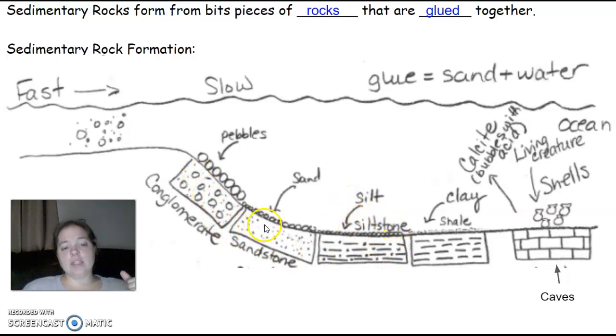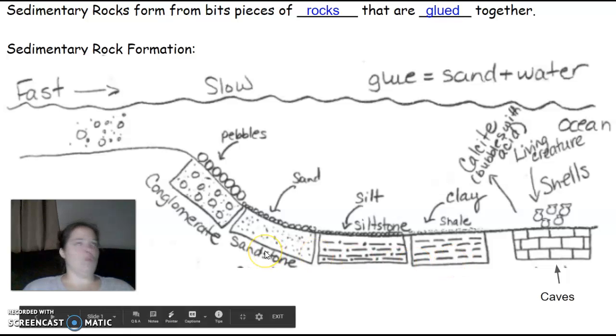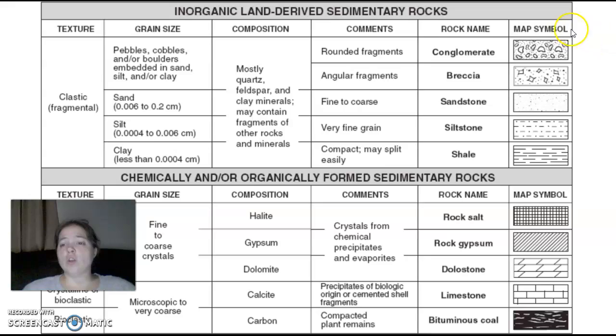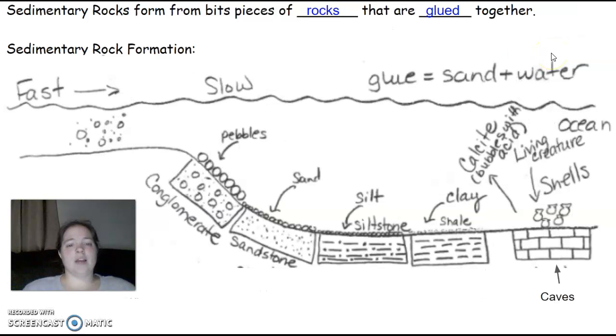If you look at these boxes right here, you're like, Miss Co, what the heck are those? Where did they come from? Well, look right here, these map symbols. That's where they come from. And yeah, my conglomerate is not right on. There are differences because I hand wrote these.